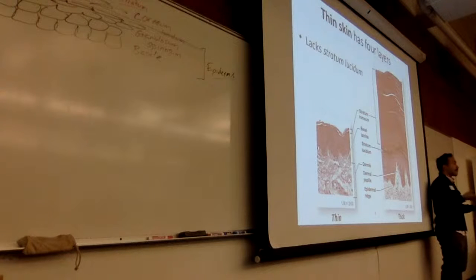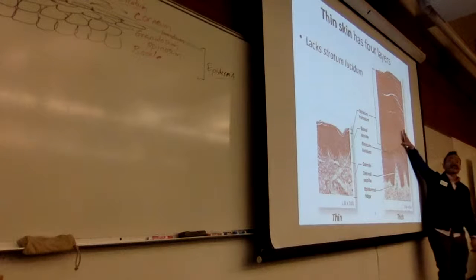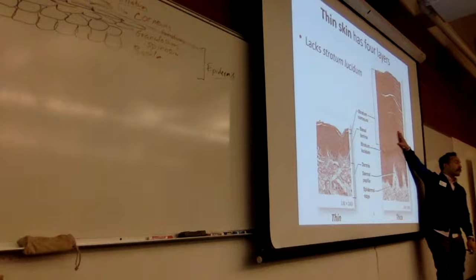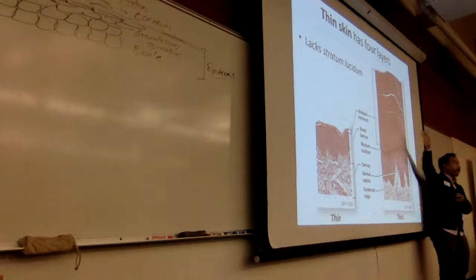And again, hopefully that makes sense. In high friction areas, we need a thick stratum corneum. This is the dead layer. This is the expendable layer. This is what expands more if you have a callus.